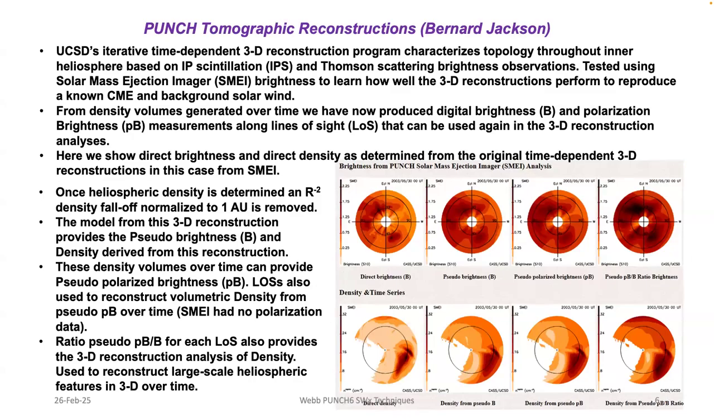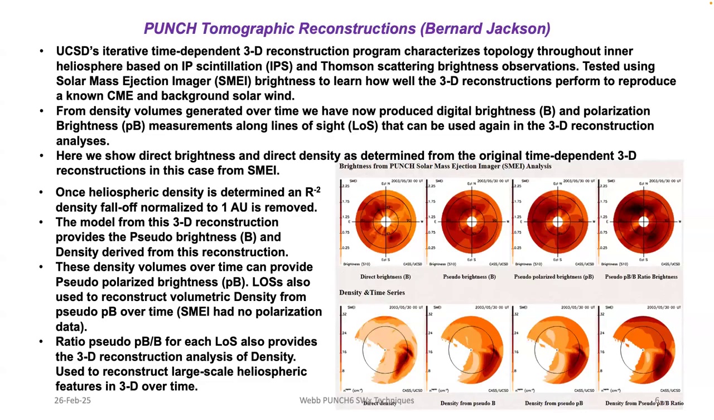Let's see, he generates density volumes. These images show at the top fisheye views with the sun at the center, and at the bottom ecliptic views in the ecliptic plane of the density structures that are reconstructed using his program. And a heliospheric density falloff of R squared is involved in these so that you can better see the structures as they evolve out to 1 AU. I'm going to save the details for looking at the poster, talking to Bernie.